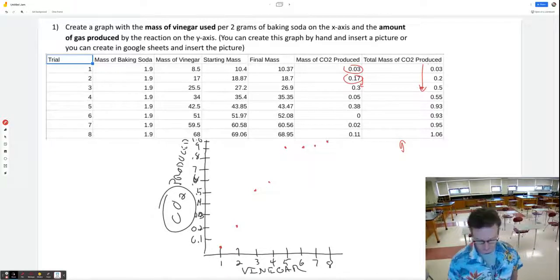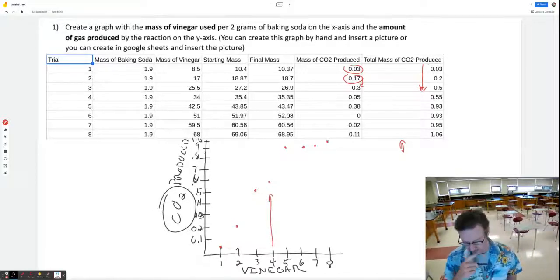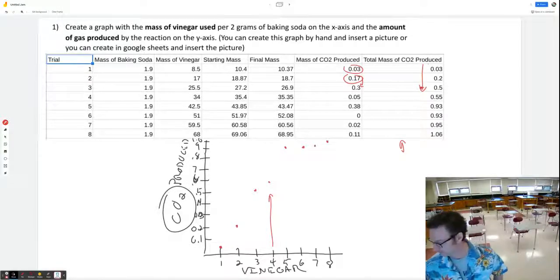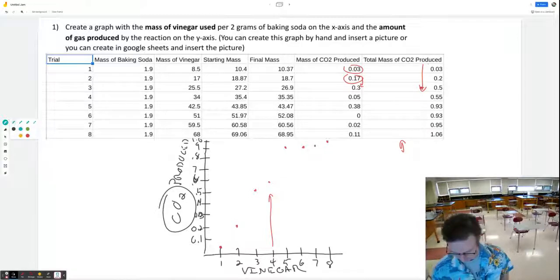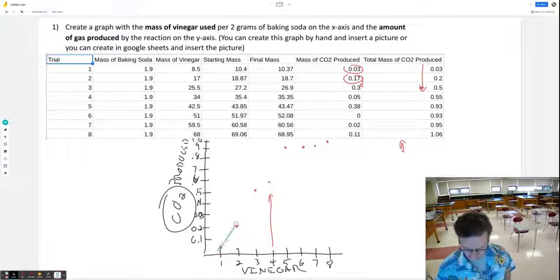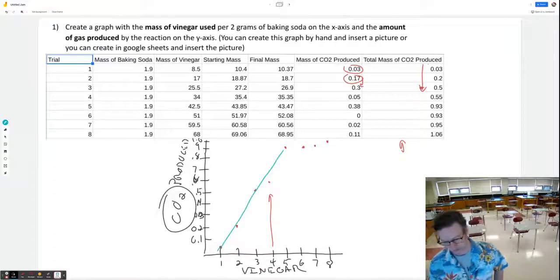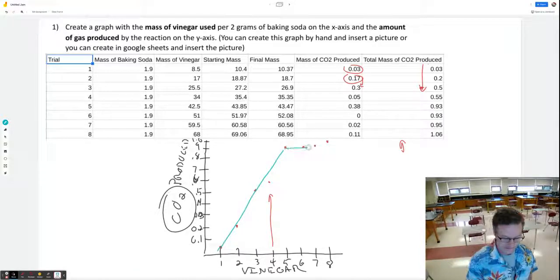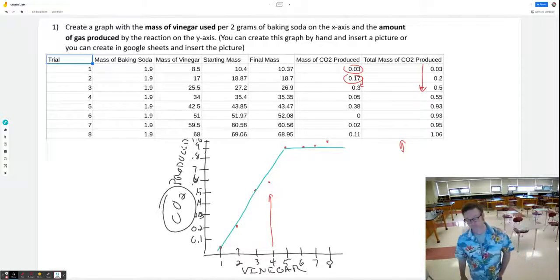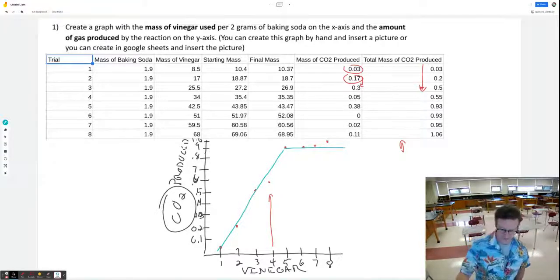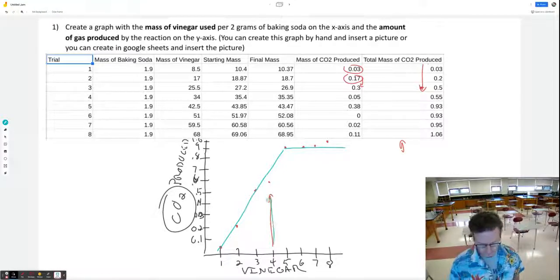And this one in trial 4 is definitely an outlier, because what you'll see is that if you now connect these dots, you should get more or less something that looks like a straight line up to about here. And then from there, it flattens out, more or less. Again, there's some error in here. Obviously, something happened in that trial number 4 that makes that an outlier.